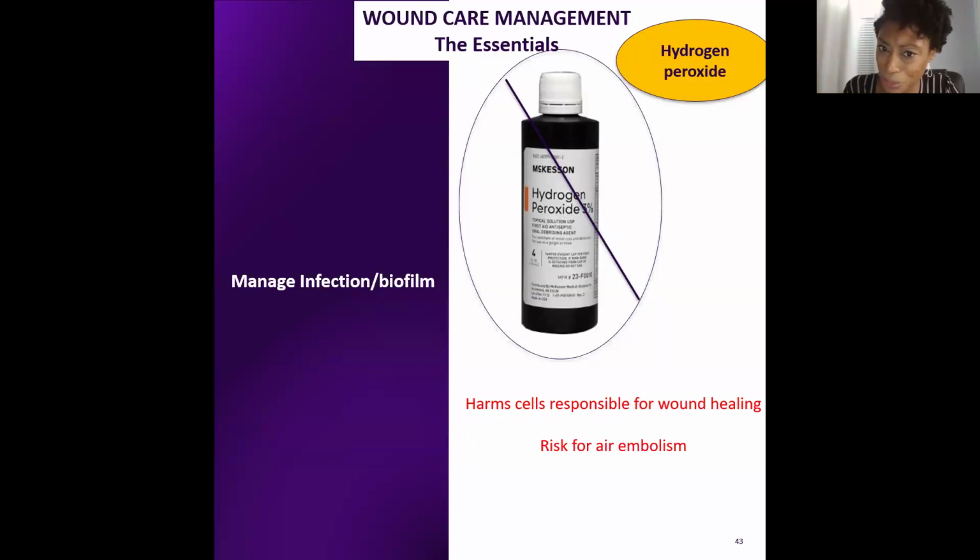Okay, so that's just a word about hydrogen peroxide. I know it's very popular in people's homes because of the bubbling action. There's some sort of satisfaction associated with using hydrogen peroxide because we feel like it's doing something, but it is very, very detrimental to wound healing.